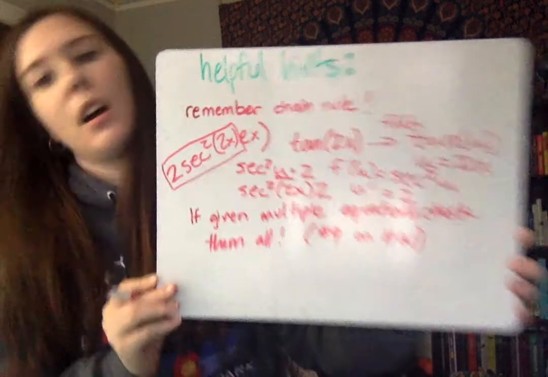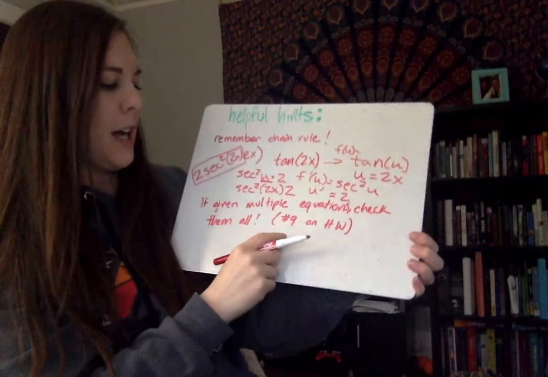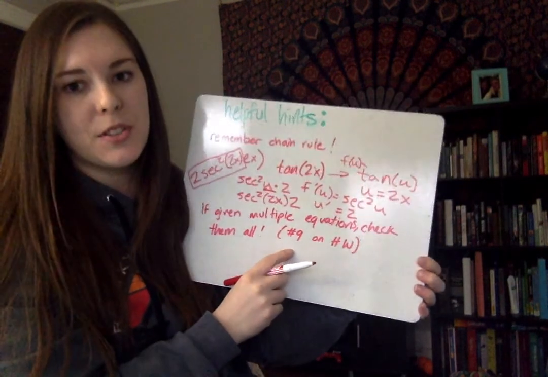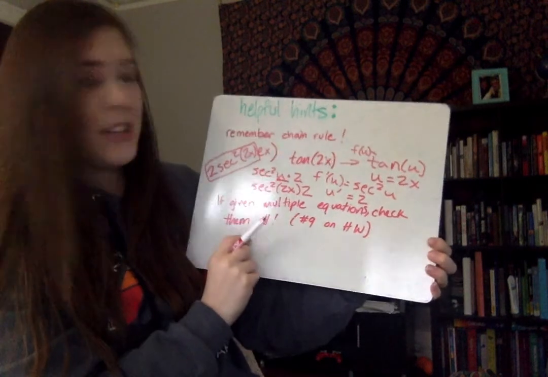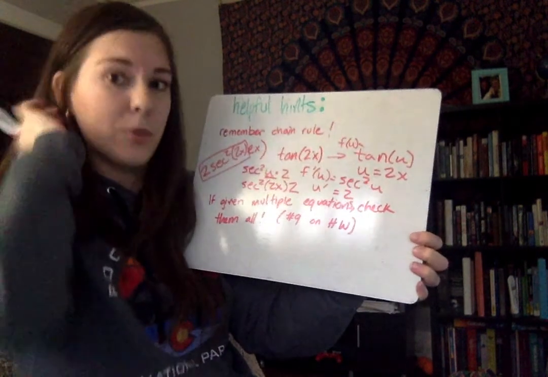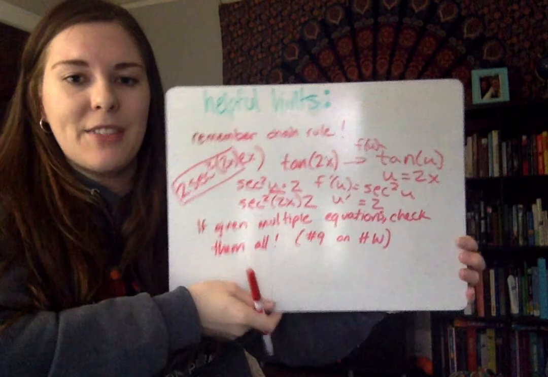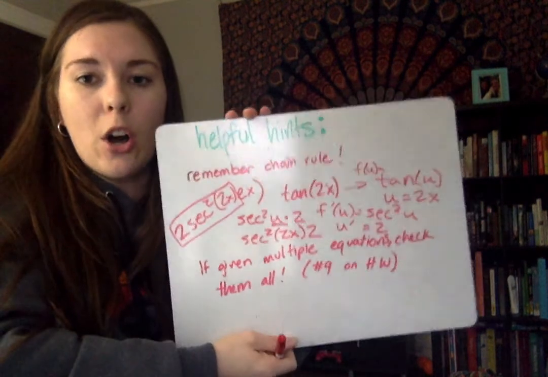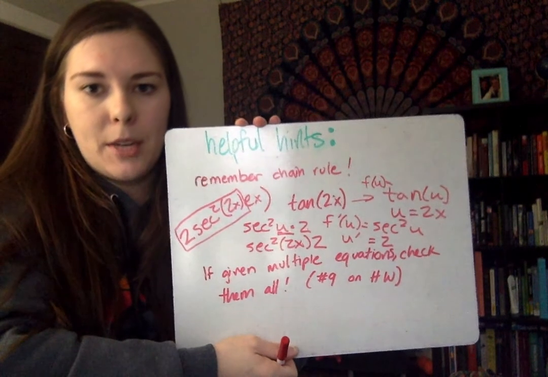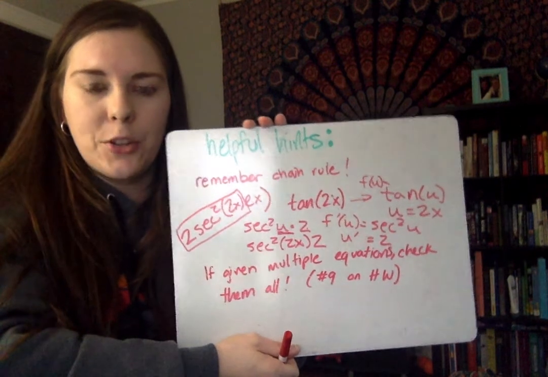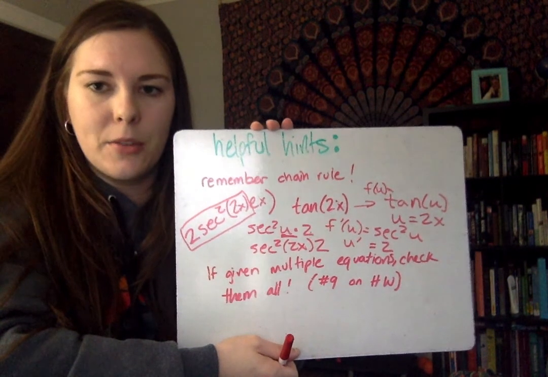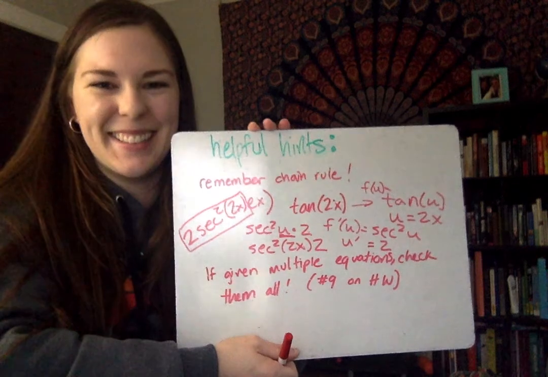All right. And then you're going to see on number 9 that you're given multiple equations to check. And if that is the case, like you're given a Roman numeral 1, 2, and 3, you need to check all of those equations. Okay, so number 9 on your homework is going to be a little bit lengthier of a problem, but I'm sure you guys can handle it.